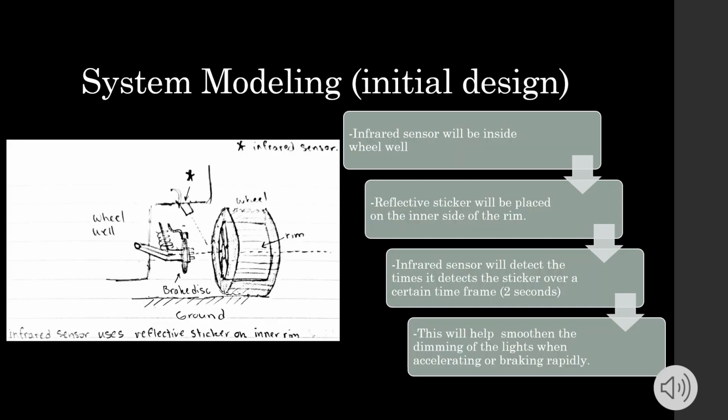For the initial design, we have a drawing here, a rough sketch of a cross section of a car. We see the wheel well, in which an infrared sensor is at an angle pointed at the rim. The rim has a reflective sticker on the inside, which the infrared sensor picks up on, and is therefore able to determine the rotations per minute.